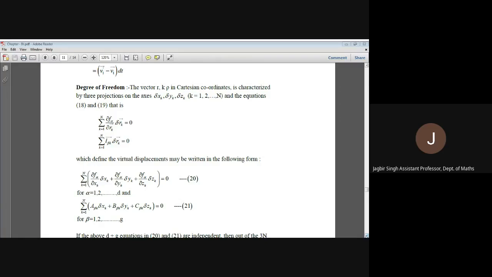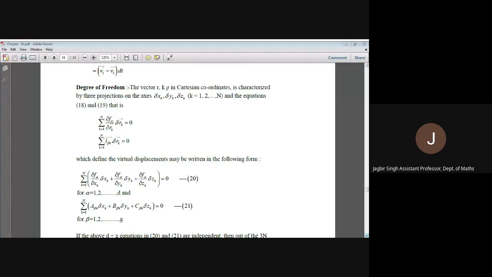To solve this system, we need that one variable should be assumed to be arbitrary. So we replace z by k. And then we obtained the values of x and y in terms of k. Means the values of x and y are dependent on k. So our values were like this: x is equal to 1 plus k, y is equal to 2 minus k, and z is equal to k.